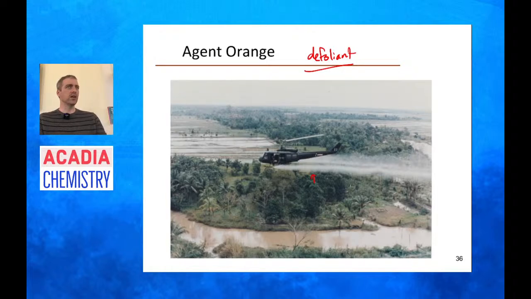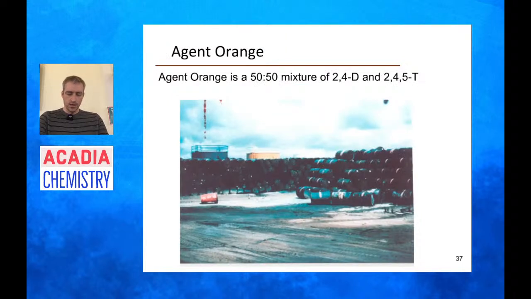They also used it on crops to kill crops, realizing that if the population didn't have food, they couldn't effectively fight back. And it was actually pretty terrible, a lot of the effects that Agent Orange has on the population and continues to have today. So Agent Orange is primarily a 50-50 mix of two different chemicals that are chemically related to each other. Those two chemicals are called 2,4-D and 2,4,5-T.